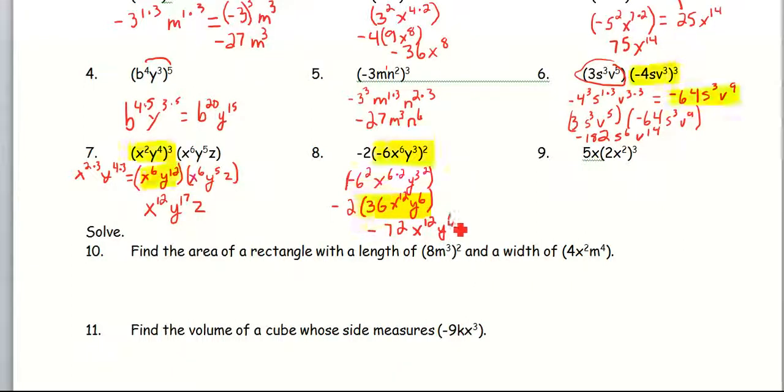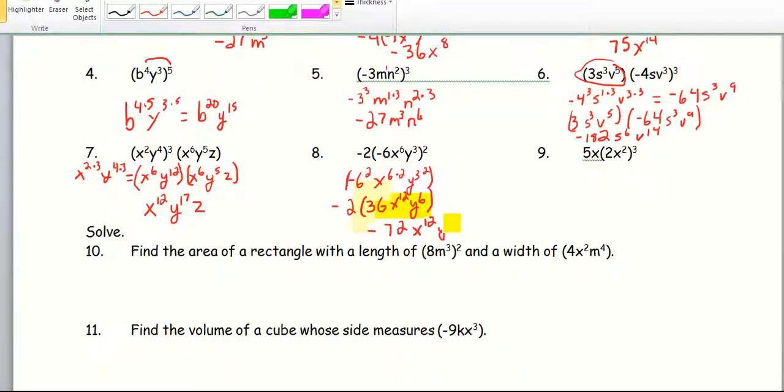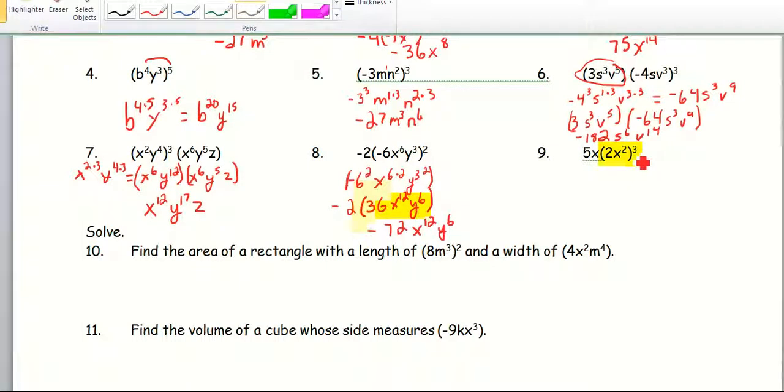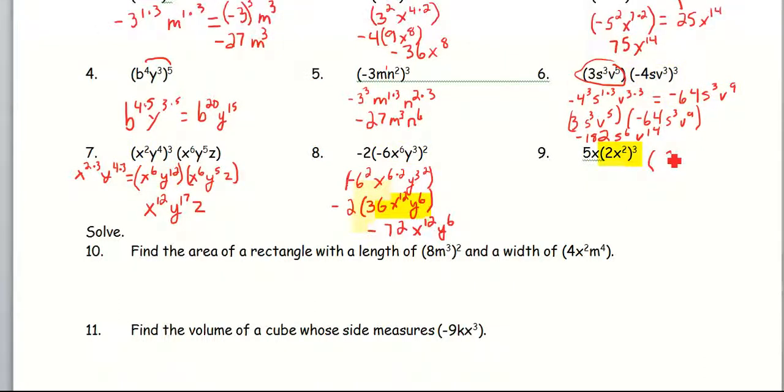Okay. Number 9. Again, we're going to work on the part in the parentheses first, with that exponent outside those parentheses. So let's see what that is. So we have 2x to the 2 times 3. Oh, I forgot to put my 3. Remember, that exponent goes with everything, and I almost made the mistake of not putting it with my coefficient there.